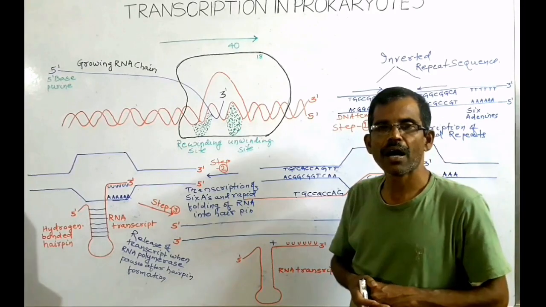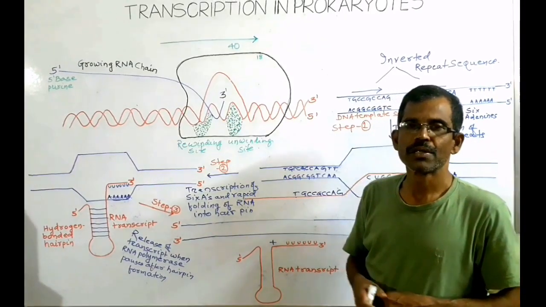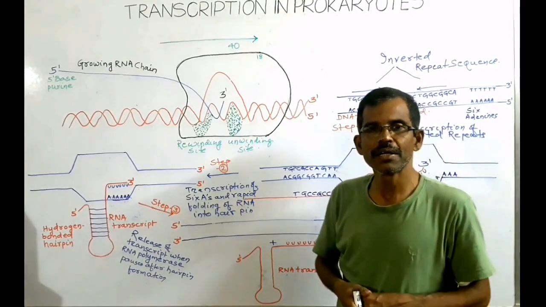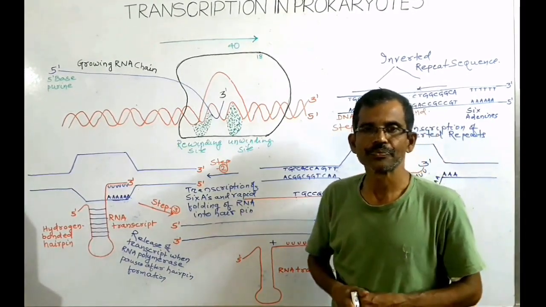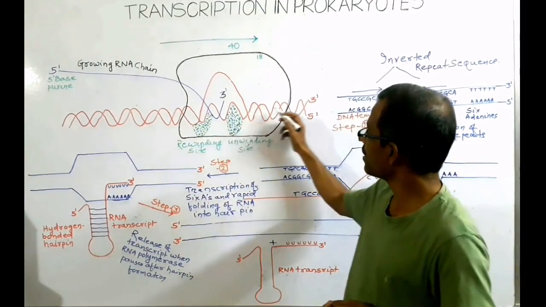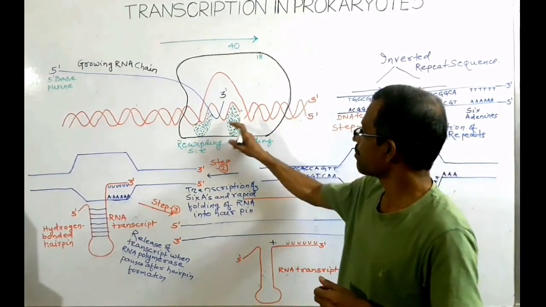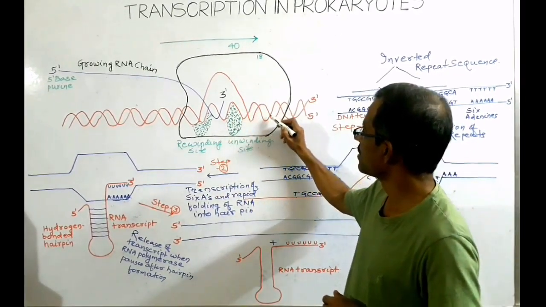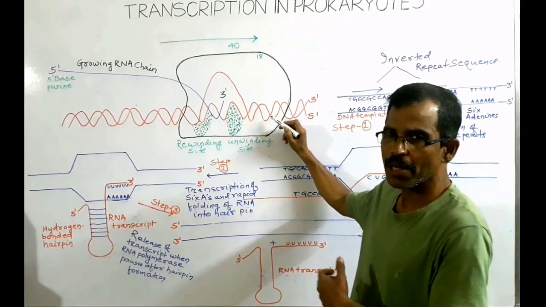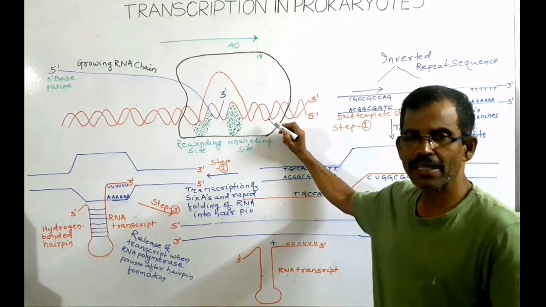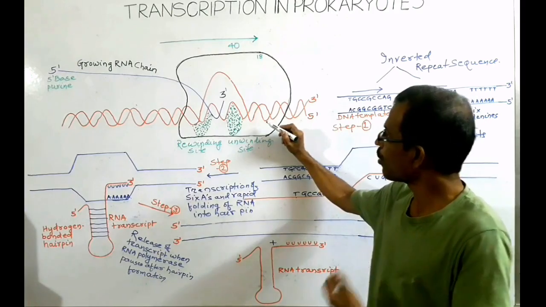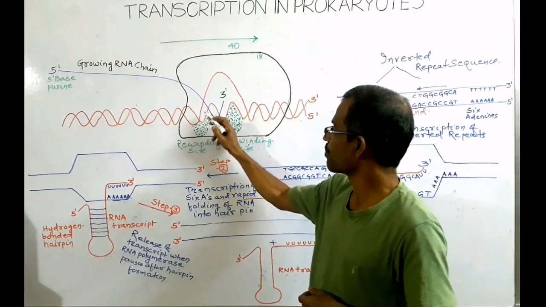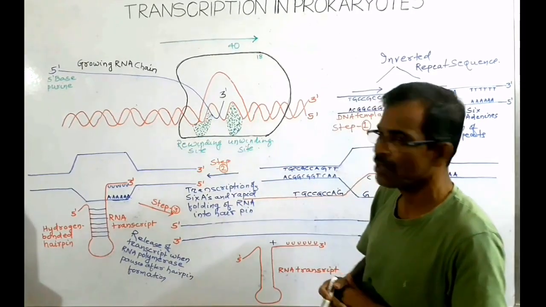The enzyme RNA polymerase possesses two activities: one is unwinding activity and the other is rewinding activity. During movement along the DNA, the enzyme RNA polymerase unwinds the DNA double helix that is ahead of the polymerization point. At the same time, the enzyme also rewinds the complementary strands that are present behind the polymerization point.